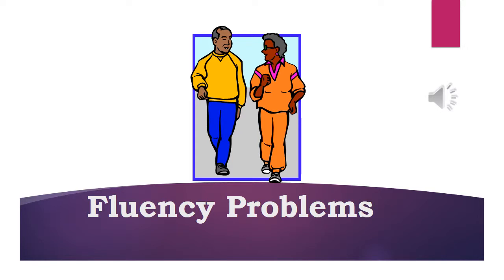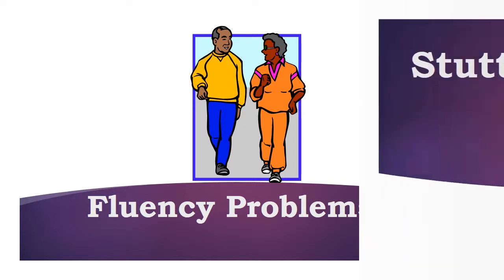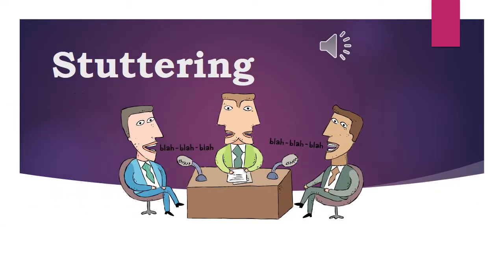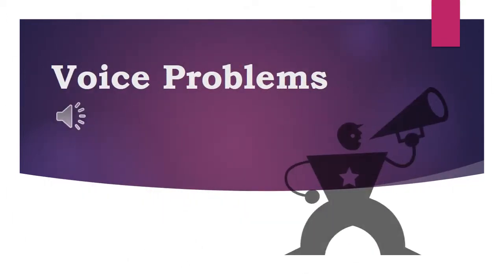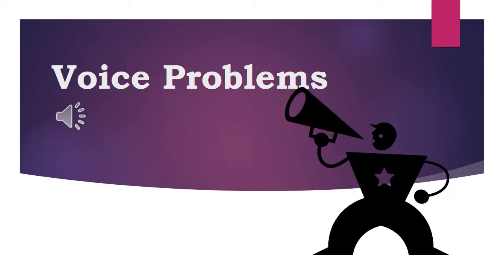Fluency problems involve the rate and flow pattern of a person's speech. This usually involves hesitations or repetitions of parts of words, interrupting the flow of speech. Stuttering is an example of a fluency problem. Voice problems are the third and most rare type of speech impairment.